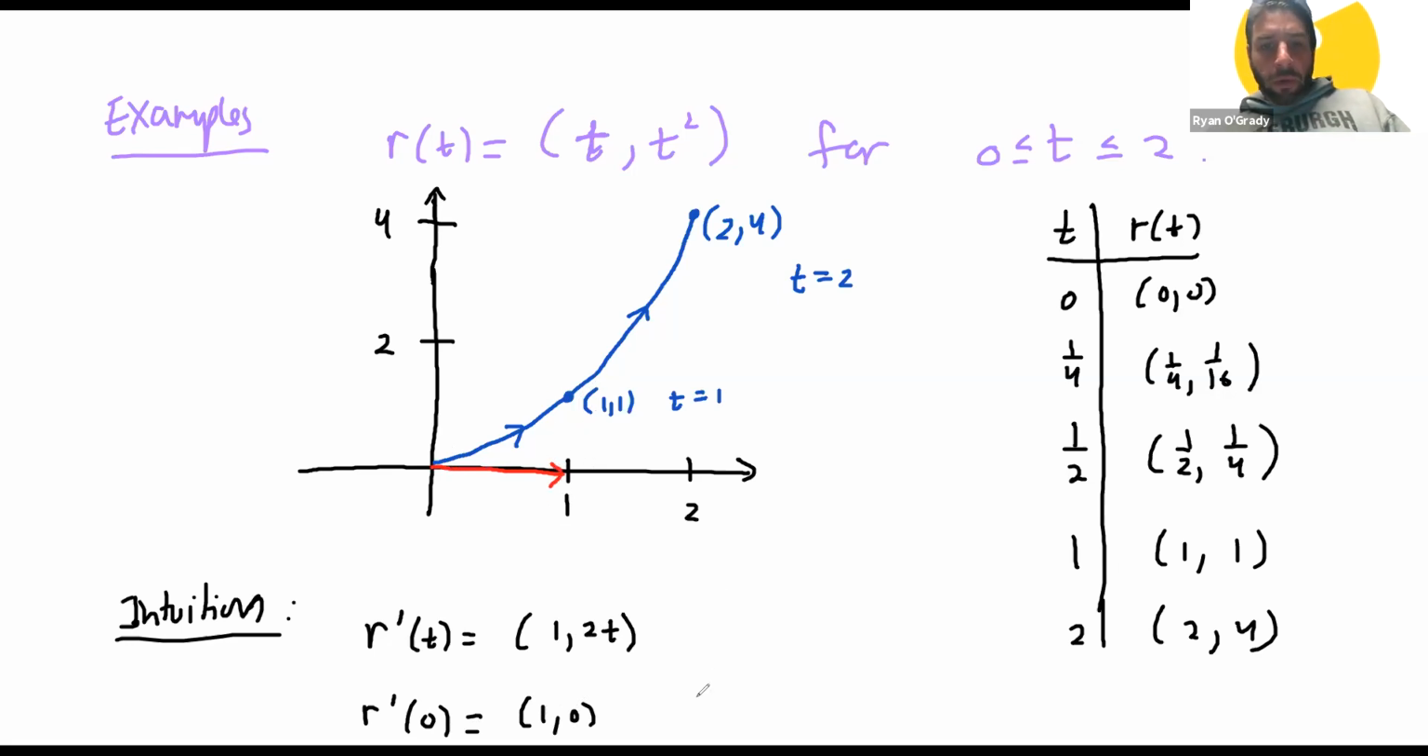And then, for example, what is r prime at 1? Well, that would be 1, 2. And so what these tangent lines do, if you think of this in terms of physics, is I go to the right 1 and I go up 2. You can make the connection, and some of you may know this from physics already. I go to the right 1 unit and then I go up 2.